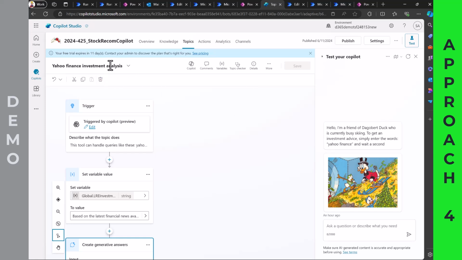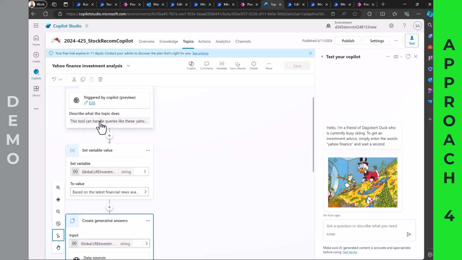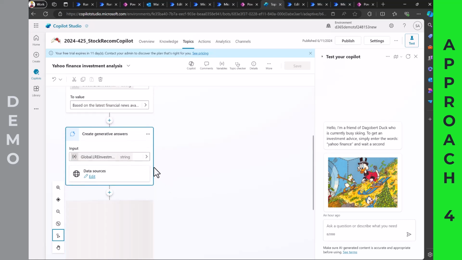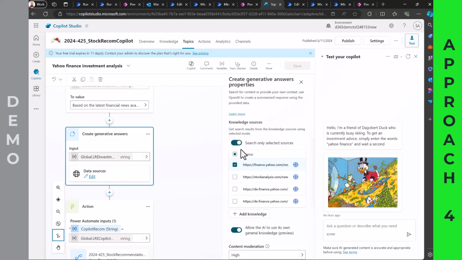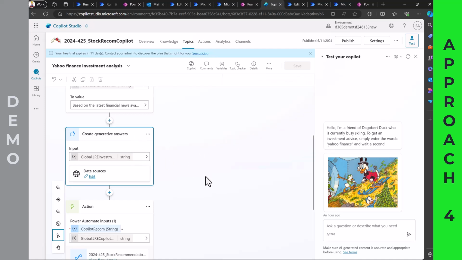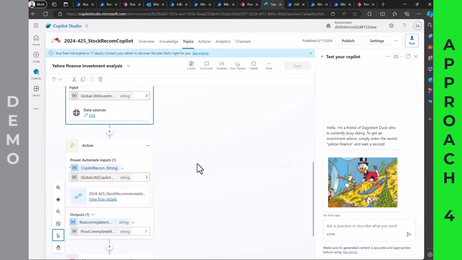And I created a topic. I said, okay, here is a trigger. If I say Yahoo Finance Analysis, then it goes here into generative answers. And in generative answers, I put some knowledge. So Yahoo Finance News. And I said, okay, let's check this, whether you can find an investment decision or not.